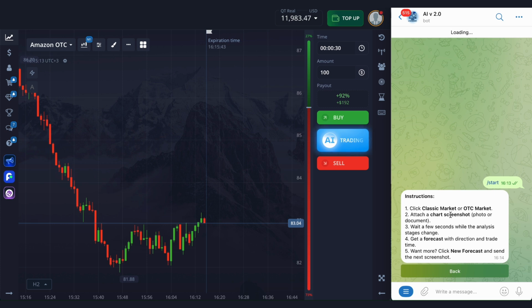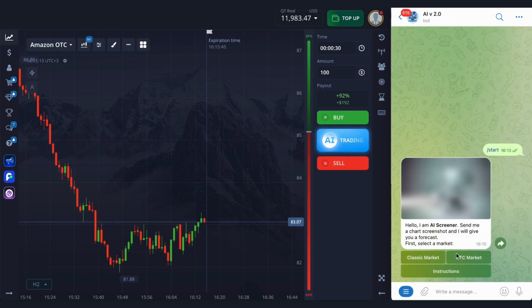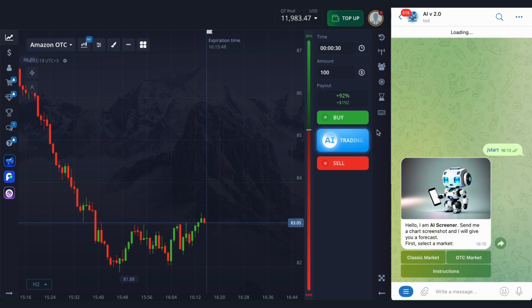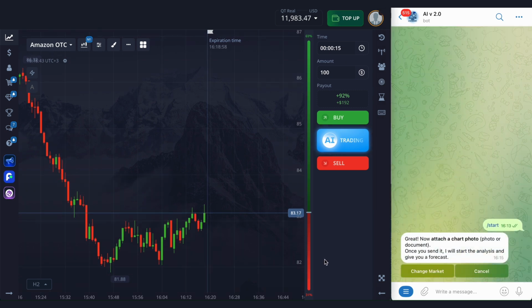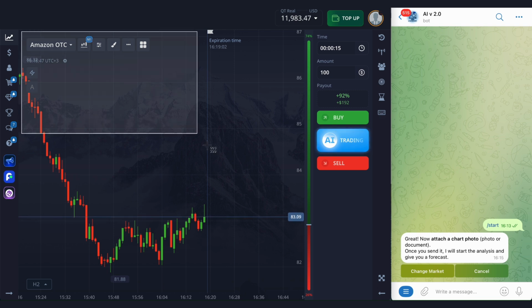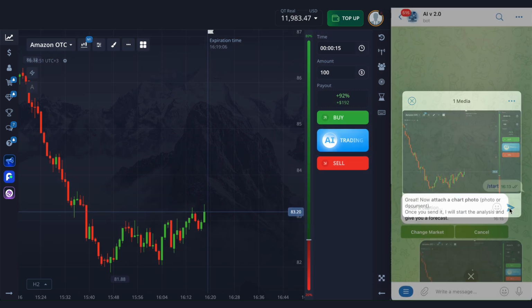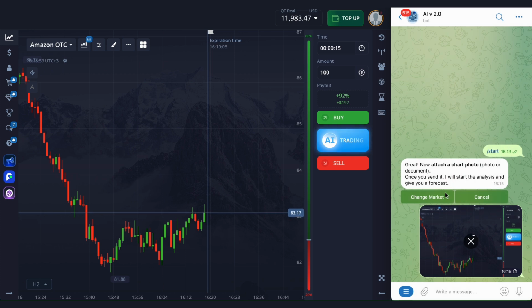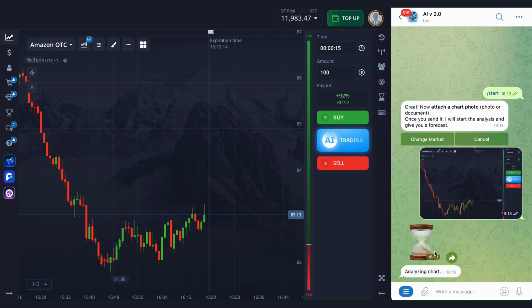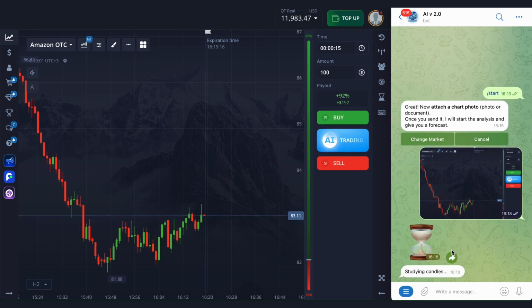So let's go ahead and hit the market, take our trade for today, and as you can see, we're gonna be using our OTC market, Amazon OTC. We're gonna go ahead and take a nice screenshot. This is gonna be our first trade for today, and we're attaching it to our AI screener to find out what the prediction is gonna be. It says once we send it, it's gonna start analyzing and give us a forecast. So holding on tight to see how this is gonna be, ladies and gentlemen. It's analyzing the chart and it's building strategies. And is it gonna be a buy or sell, ladies and gentlemen?